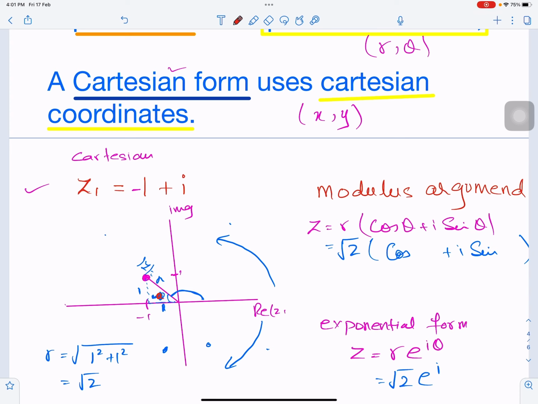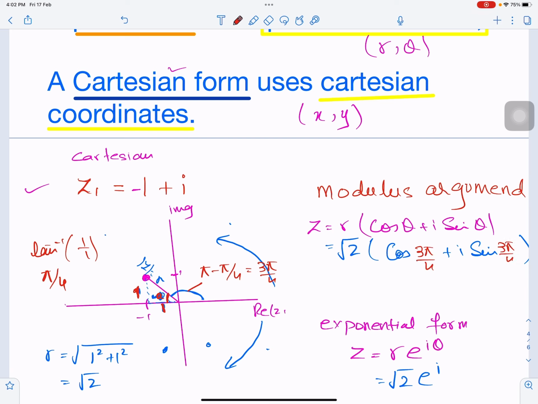So it will be tan inverse 1 over 1. Why? You remember SOHCAHTOA? For this angle, it is opposite over adjacent, which is 1 over 1. And if you use a calculator, it will give you pi over 4. So this angle is pi minus pi over 4, which equals 3 pi by 4. So my theta is 3 pi by 4.